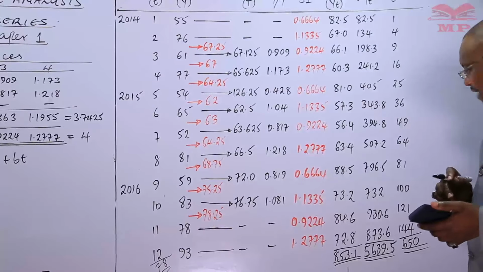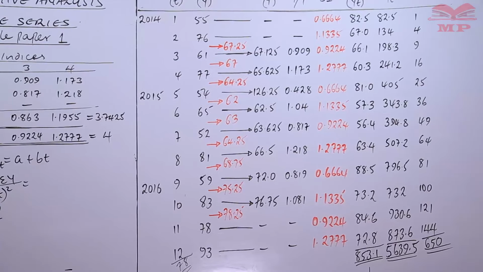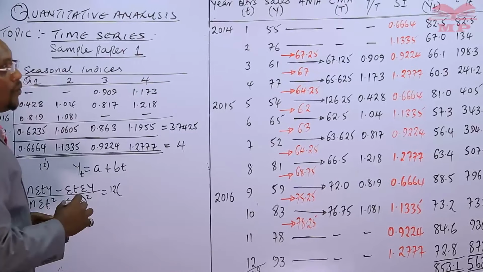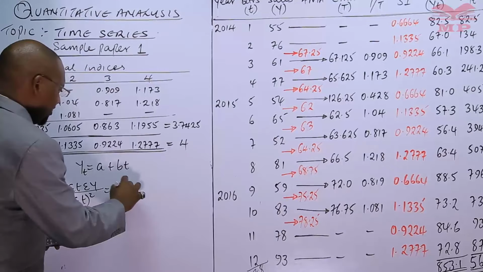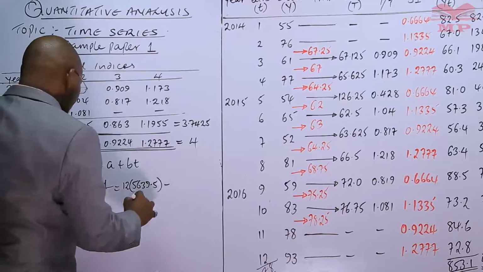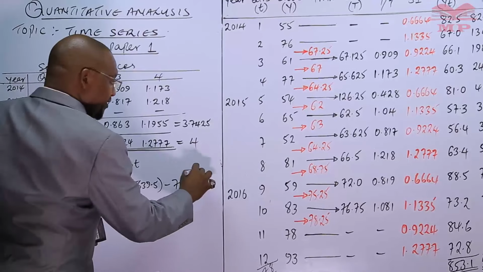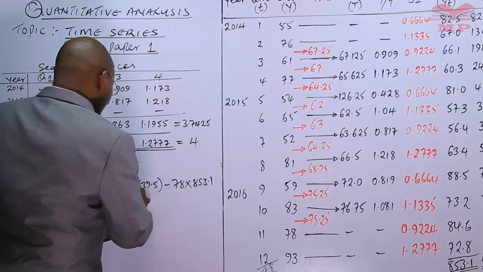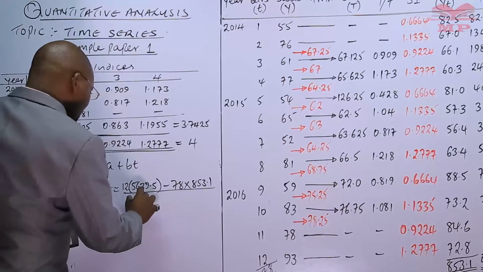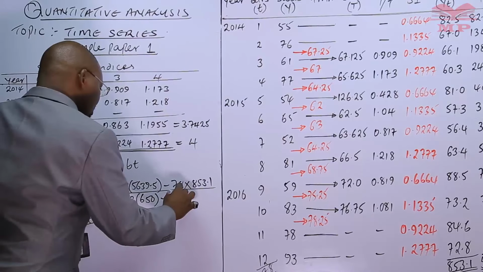Now, we have everything. If I substitute here, n is counting them, they are 12. So I'm having 12 in bracket, ty, which is 5639.5, minus t, which is 78, and y, which is 853.1. Then I divide this by 12 multiplied by t squared, which is 650, and then minus 78 squared.